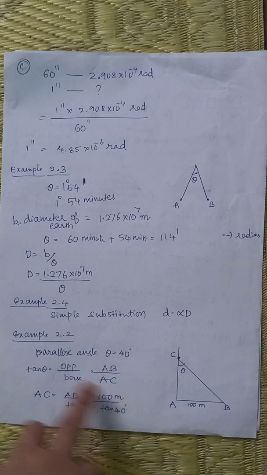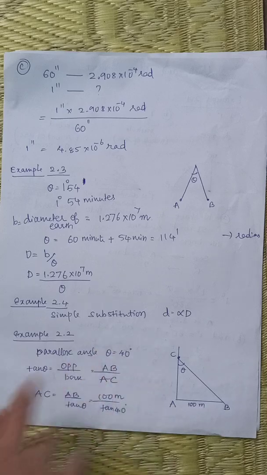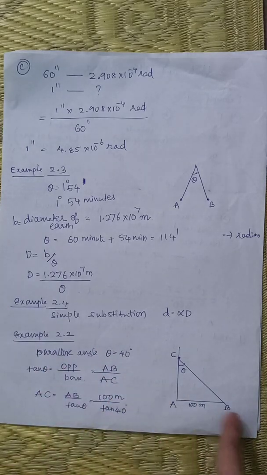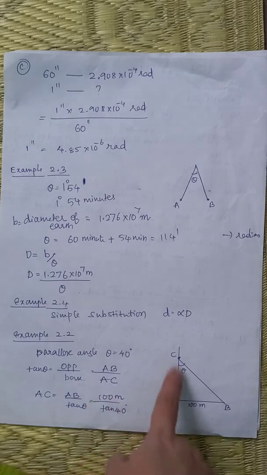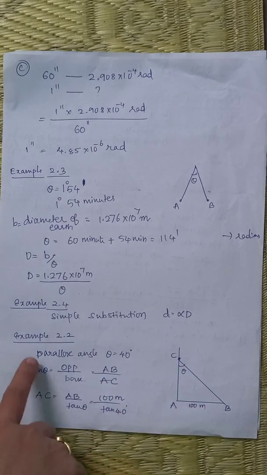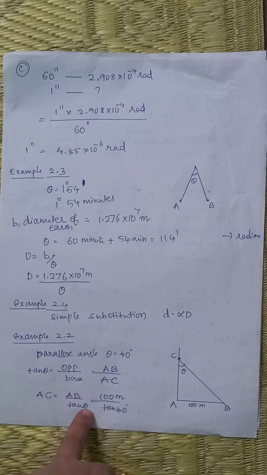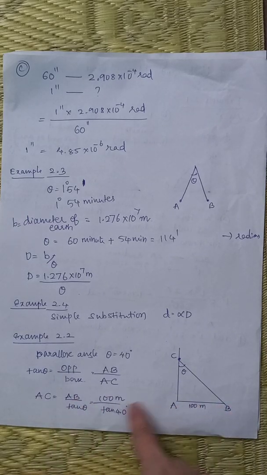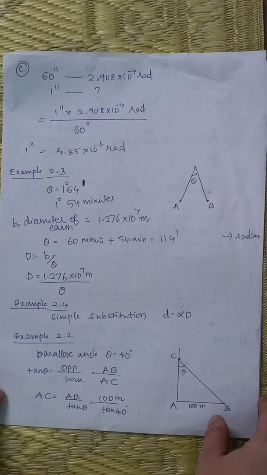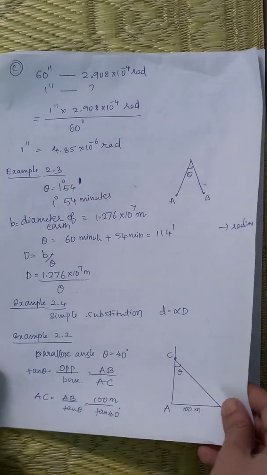We know it. The parallax angle is given as theta equal to 40 degrees. Apply tan theta. Tan theta is what? Opposite by base. Opposite is AB divided by base AC. What we are interested in finding is the height of the tower, that is AC. So AC equals AB by tan theta. AB is 100 meters and theta is 40 degrees. Just substitute this and calculate. You will get the height of the tower. I hope this is clear.